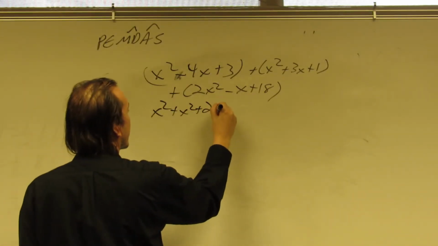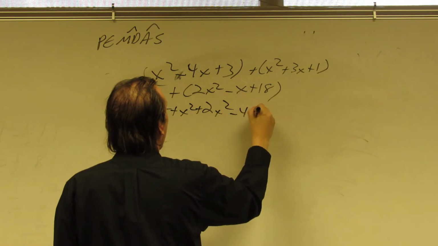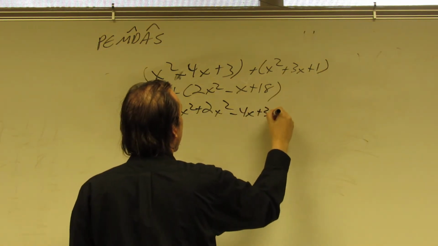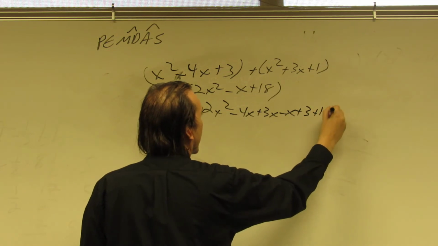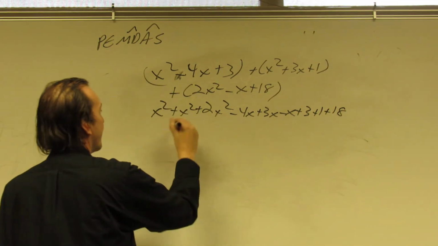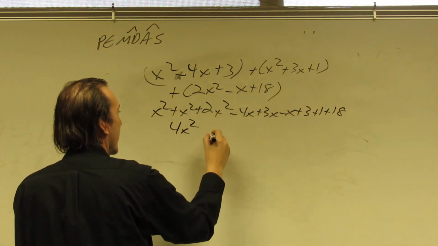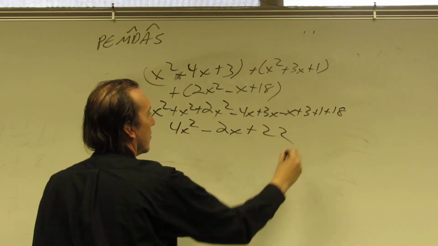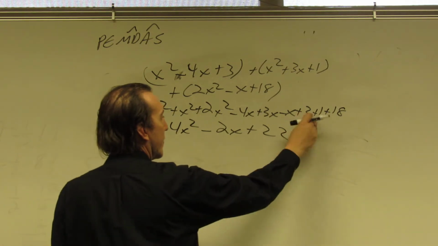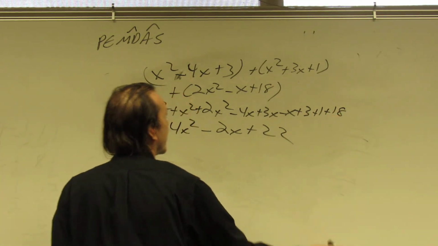We have x squared plus 2x squared, minus 4x plus 3x minus x, plus 3 plus 1 plus 18. This is going to be 4x squared minus 2x plus 22. 3 plus 1 is 4, plus 18 is 22.